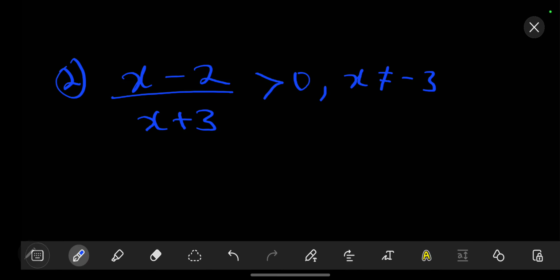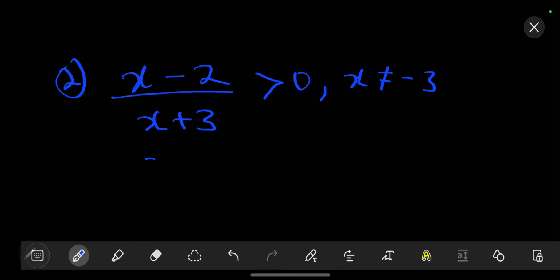Looking at our second problem, we have x minus 2 over x plus 3 is greater than 0. And x should not be equal to negative 3, because if x is equal to negative 3, we are going to have at the bottom negative 3 plus 3, which will give you 0. But we never want the denominator to be equal to 0. So immediately you look at this.